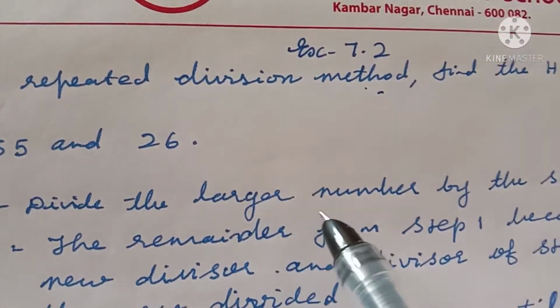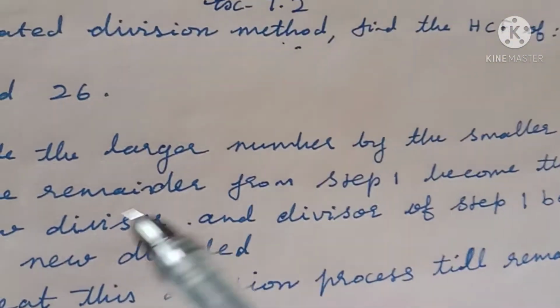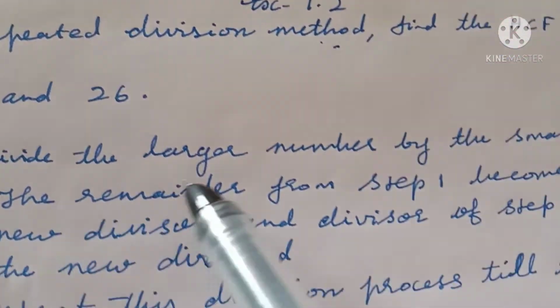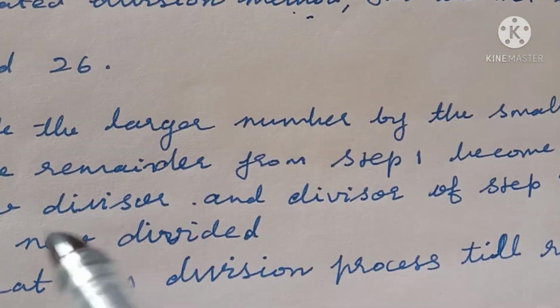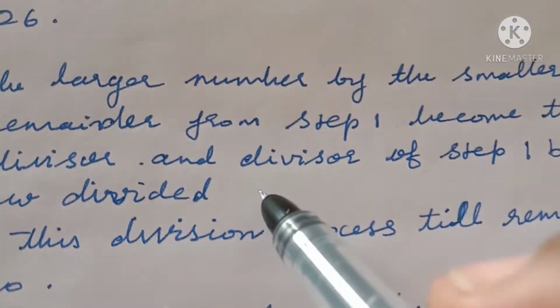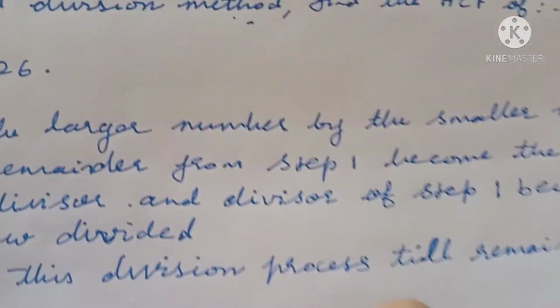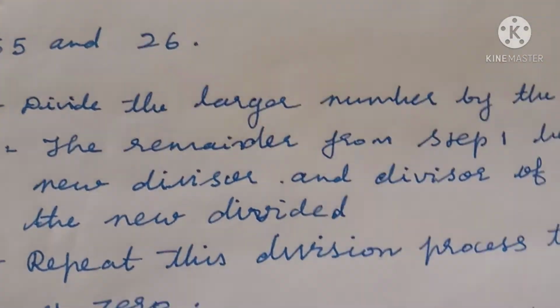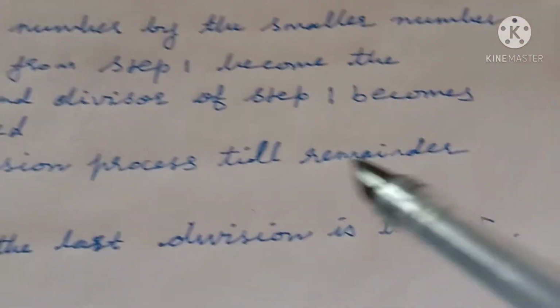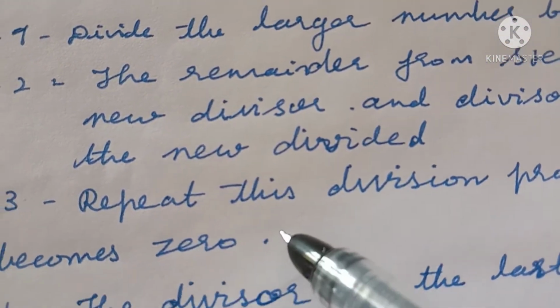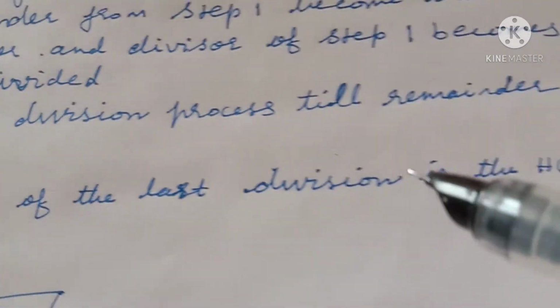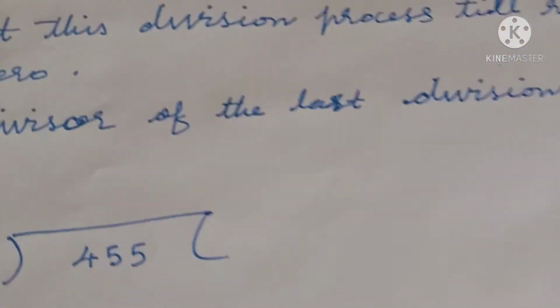Step 1, divide the larger number by the smaller number. Second, the remainder from step 1 becomes the new divisor, and the divisor of step 1 becomes the new dividend. Repeat this division process till the remainder becomes 0. The divisor of the last division is the HCF.